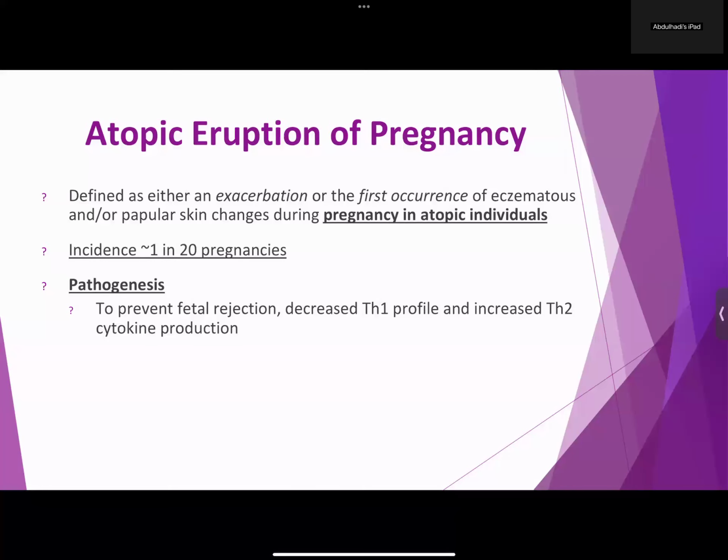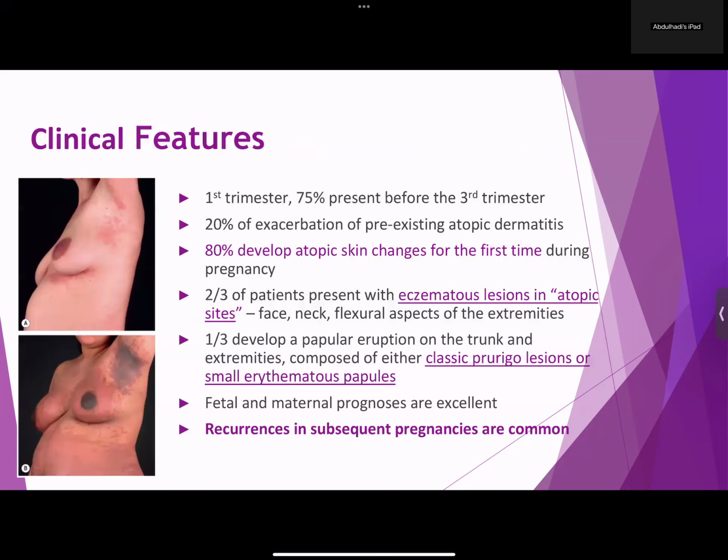This disease is due to the switch that happens in the immune system of the mom to protect the baby by switching from Th1 to become predominantly Th2. And Th2 is two letters, so atopic dermatitis. Th1 is one letter, psoriasis. So remember, psoriasis will go into remission, two letters Th2, atopic dermatitis will go into flare. It can be, again, a new onset or a flare-up of her previous eczema.